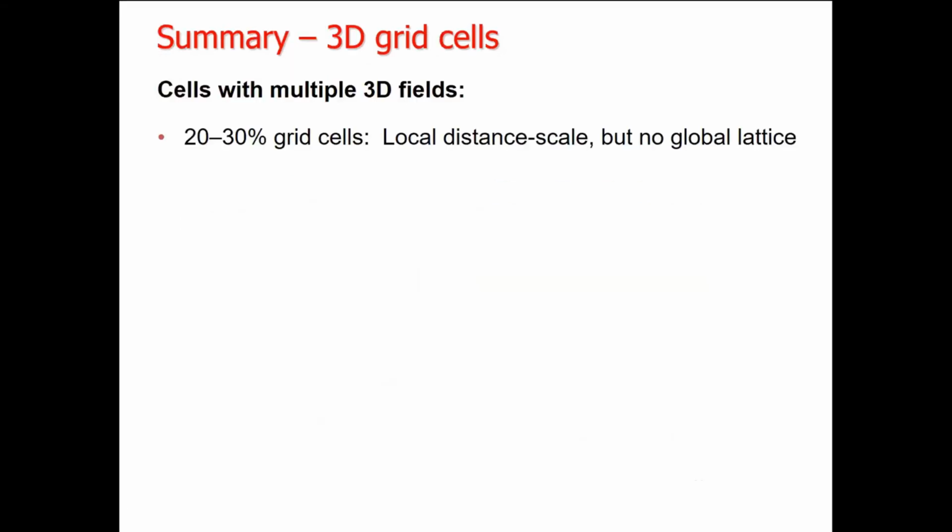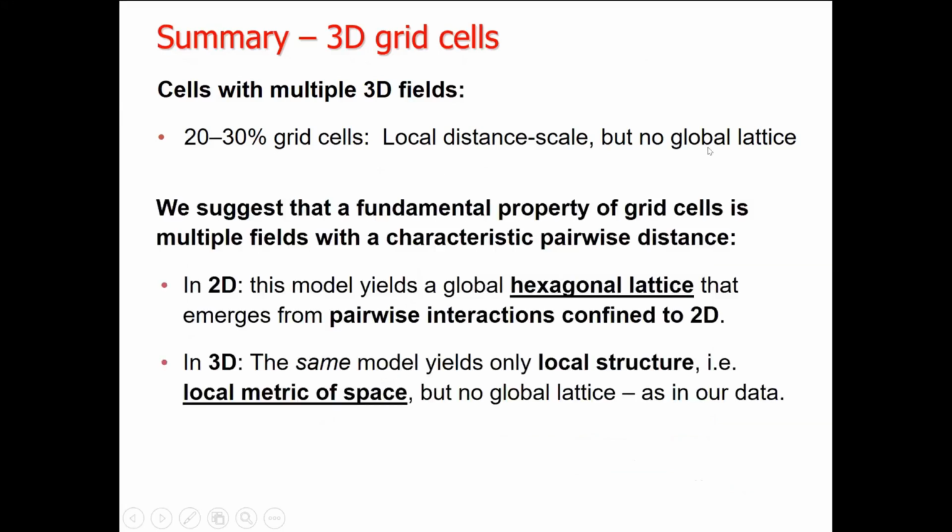So to summarize this part on 3D grid cells, we found cells with multiple 3D fields. 20 or 30% of them are grid cells. By the way, 20 or 30% depends on how you do the shuffling. We did it several ways, so that's why there is a range here. So there are grid cells with a local distance scale, but no global lattice. We found 0 neurons that showed a global lattice. And we suggest that the fundamental property of grid cells is not the famous hexagonal structure per se, but actually having multiple fields with a characteristic pairwise distance.